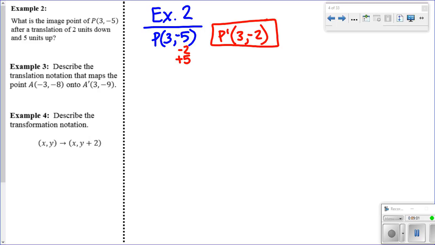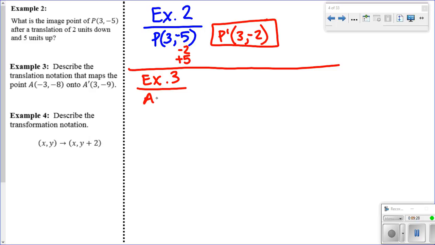Okay. All right, example 3. This time, they're giving us the pre-image and the image, and they want us to say what is the translation for this. So go ahead and pause, and I want you to talk with your group and try and figure out what the transformation notation would be for that.